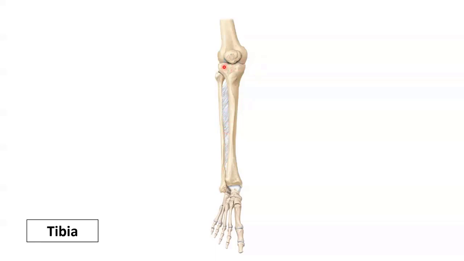The proximal end of the tibia expands into lateral and medial condyles. These condyles articulate with the condyles of the femur. The inferior surface of the lateral condyle also articulates with the head of the fibula.